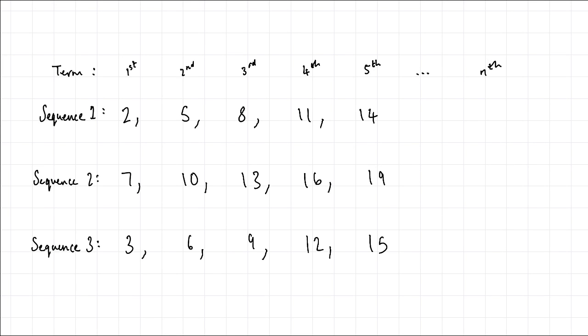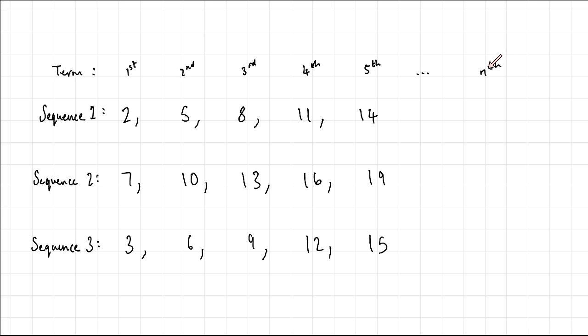This video is on finding the position to term rule. This is also known as the nth term of a sequence. So what I have here are three sequences. I've called them sequence 1, 2 and 3. And here I have the position of the terms that I have in my sequence. So all the first terms are here, all the second terms are here, and the third terms are here, and so on. I also have this, the nth term.